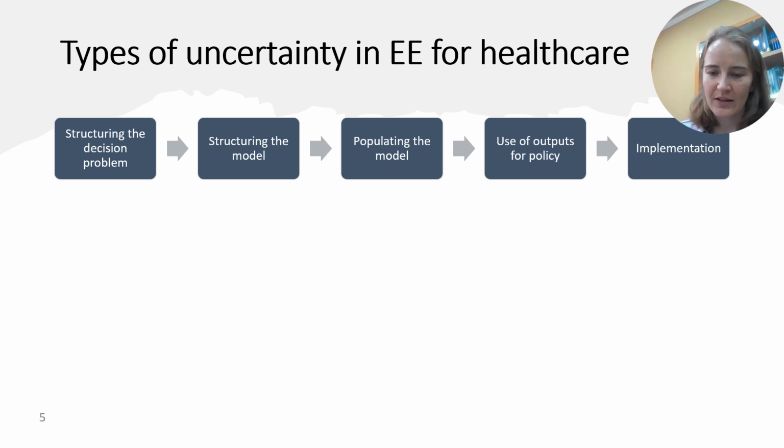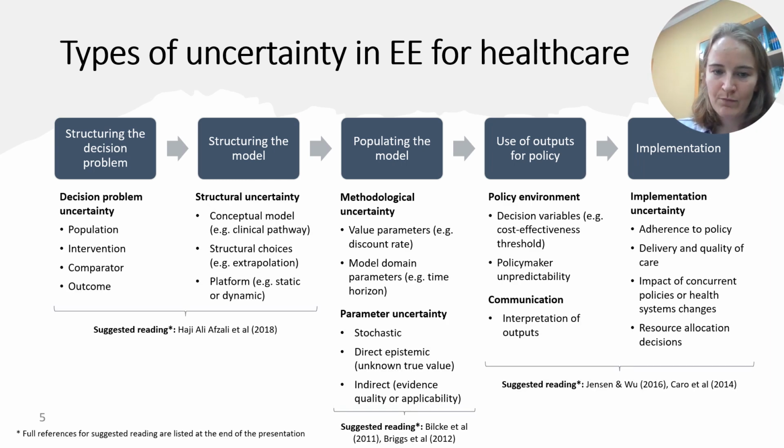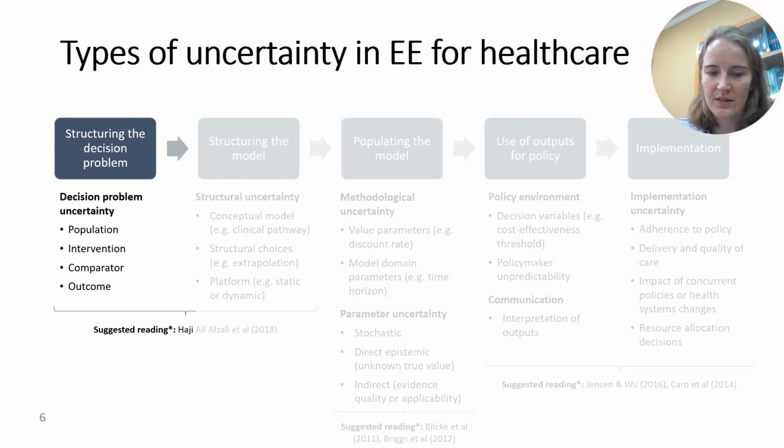And then you populate the model. So you put the data in, you hopefully get some outputs from your model, those are used for policy, and then that policy is implemented. So there is a lot more reading at the end of the presentation for anyone who is interested, but these are the different types of uncertainty, just very roughly mapped against those different stages.